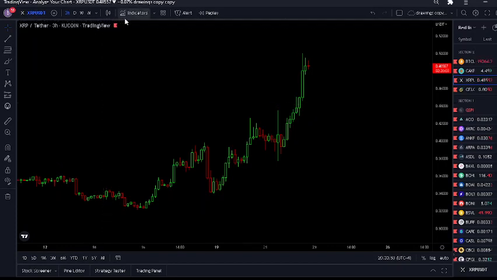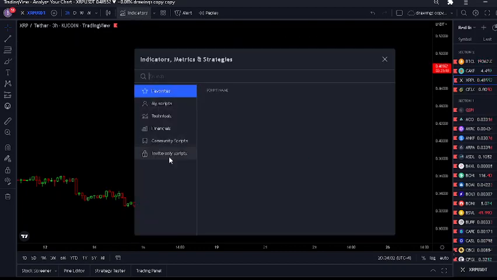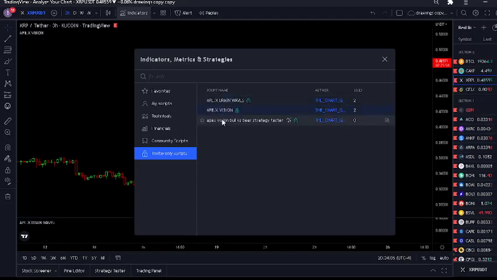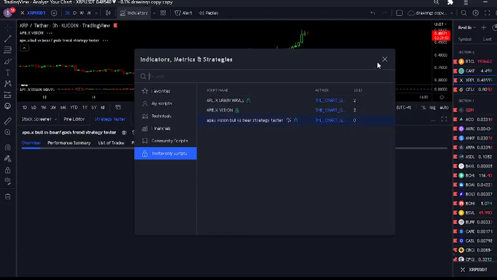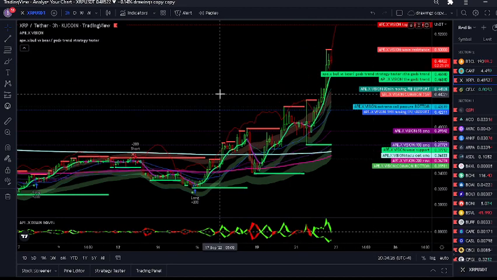So what you want to do is go to indicators once you get added to the invite only. Open Brainwaves, Vision, Bull Market Strategy, and Tester. And then, as you can see, this is on the 3 hour for XRP, 94% accuracy, profit factor 255. So if you follow along with the strategy, you can make some dough.